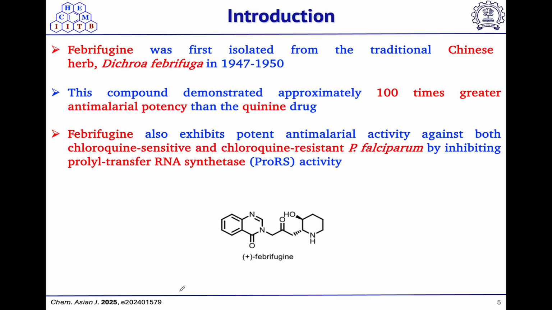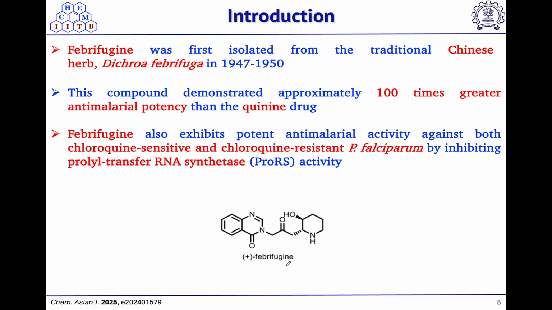So, the Chemistry Asian Journal paper. They have published the asymmetric synthesis of this plus febrifugin. So this molecule, if you see, is the natural product. It was isolated during 1947 to 1950 from the traditional Chinese herb named Dichroa febrifuga.